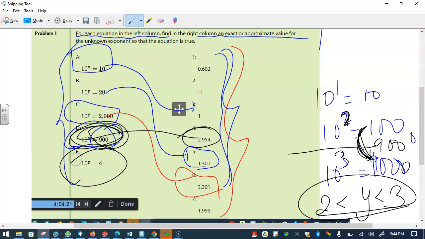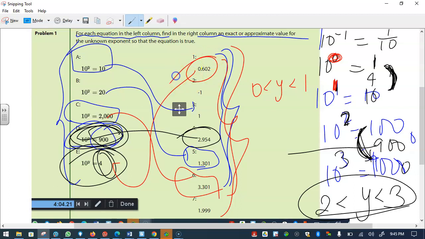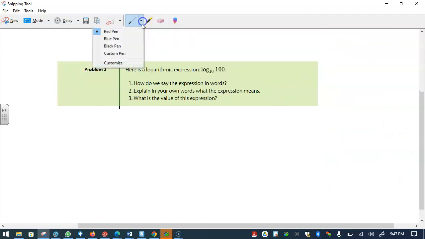The last one, 10 raised to y is 4. Now this is a little tricky. 10 raised to 1 is 10, right? 10 raised to 0 is 1, and 10 raised to minus 1 is 1/10, right? Because this number is 4, 4 lies between here. Can you see that? This is 1, that's 10. 4 is between, so the input has to be between 0 and 1. So y has to be greater than 0 and less than 1. And where you look up in this column, you can see it right here. So hope that helps. Let's go to the next.